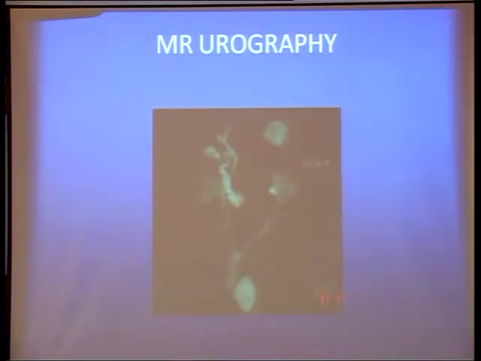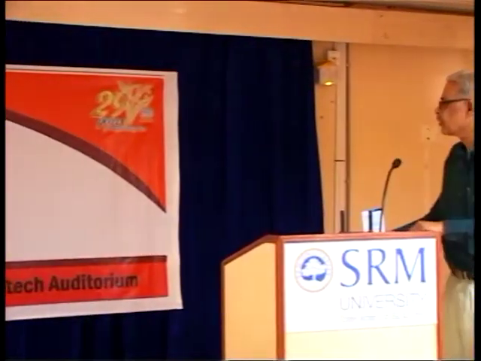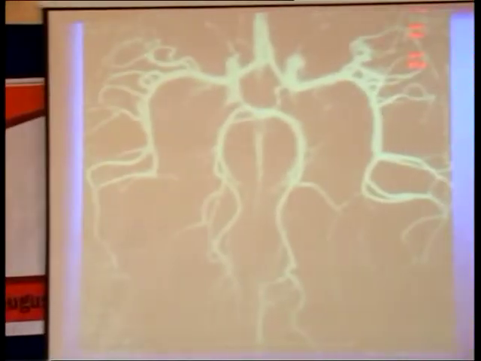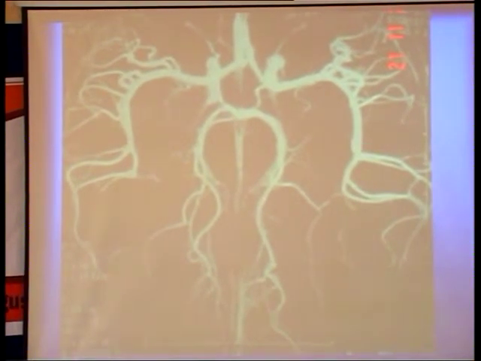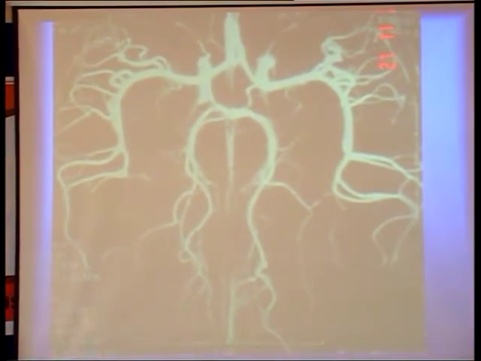This is MR urography. Whatever the system, you can get the image. This is because of 3D acquisition and reconstruction. This is MR angiography. You can see the circle of Willis and everything without anything except a single port of injection to inject contrast.